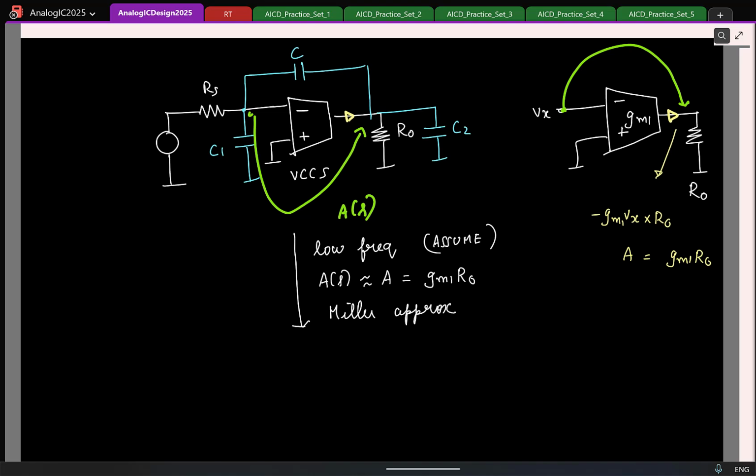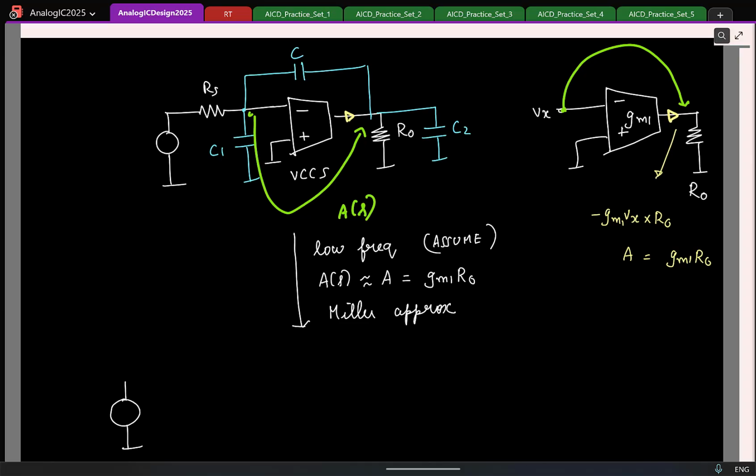Right. So we are not using the Miller effect directly, because if you want to use the Miller effect exactly, you need to know the exact gain from this node to this node, and that will be a function of frequency. Instead, what we do is the following: we assume that we are working at low frequencies, wherein the gain can be approximated to be a constant, which is Gm1 R naught. So then can you use the Miller effect?